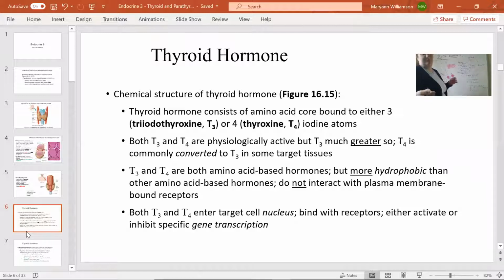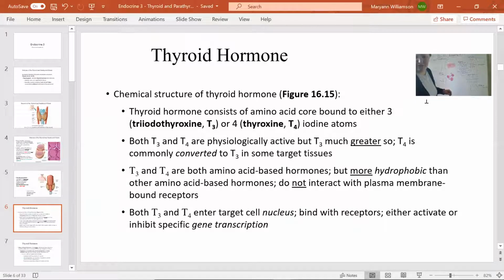This is kind of interesting because T3 is more active than T4, but T4 lasts longer in the body. Many cells can convert T4 to T3. So T3 is more active, T4 lasts longer, and cells can convert T4 to T3. They can activate gene transcription. They also increase metabolic rate by increasing both catabolic and anabolic reactions. So the net is about the same, but you're expending energy doing those reactions and creating body heat.